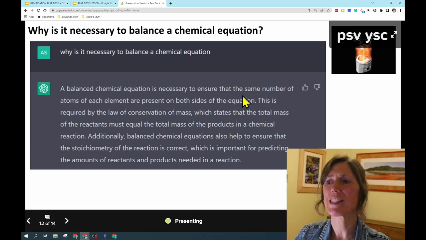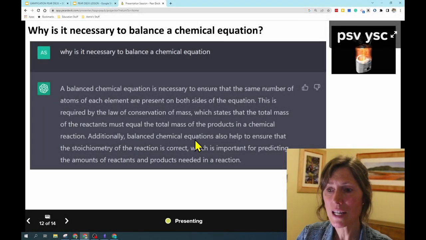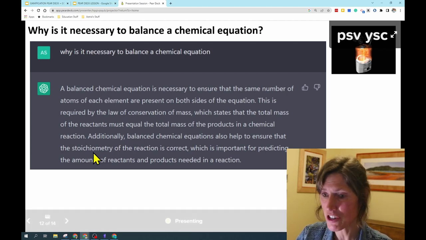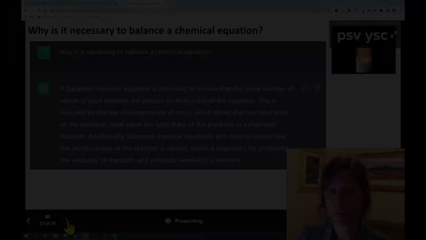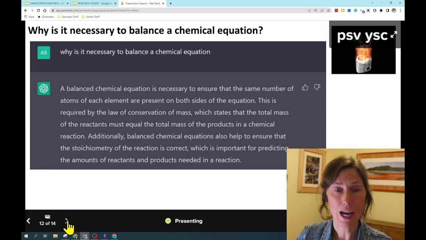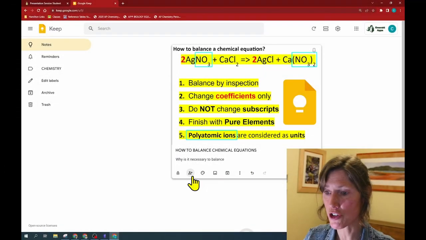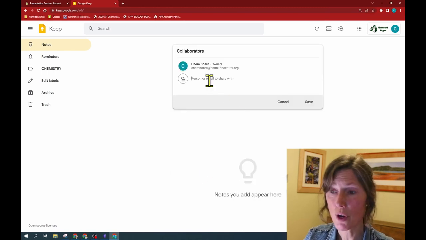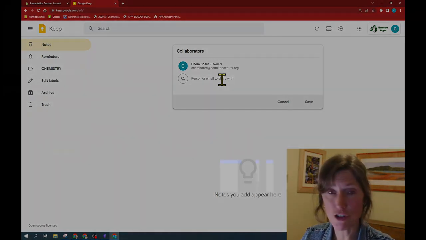A balanced chemical equation is necessary to ensure that the same number of atoms of each element are present on both sides of the equation. So additionally, as ChatGPT feeds back to me, balanced chemical equations also help to ensure that the stoichiometry, stoichion, element, metri, measure, that the stoichiometry of the reaction is correct. And we can extrapolate that to, say, the pharmaceutical industry, to, say, restaurants as you're cooking a recipe. So that is now the profound ending of how and now why it is necessary to balance a chemical equation. And if needed, they can simply share that note with another student, in case that student were to be absent, or if I'm the teacher and I'm also recording this note, I can share that note with them.